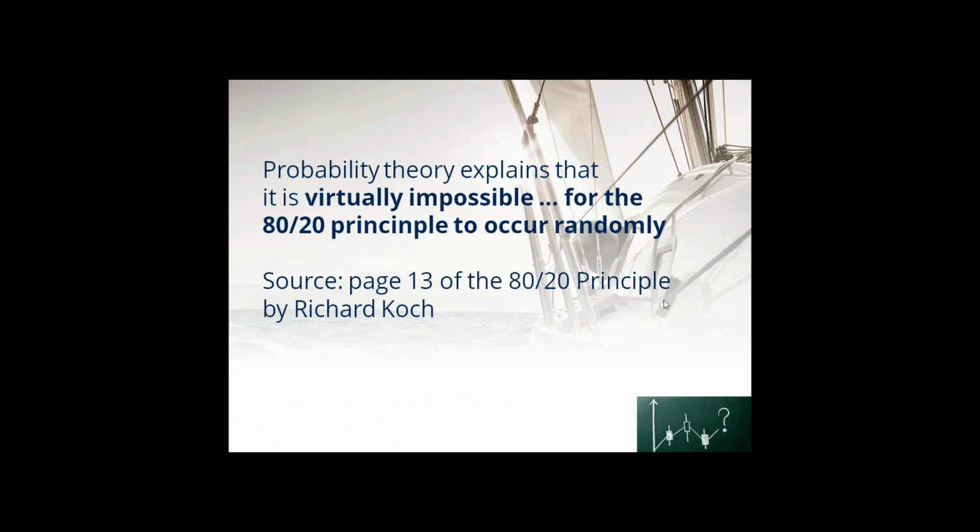Before I do that though, I don't want to discuss the details exactly, but according to probability theory, it's very unlikely that the 80-20 principle is a random occurrence. It's something that is probably not just happening out of the blue or by coincidence. The probability theory states that that's virtually impossible. The 80-20 principle, therefore, is not occurring randomly. That's the point. If you want a source, it's in the 80-20 principle book written by Richard Koch, on page 13. So we have to take it seriously. It's not just a random element, all right?